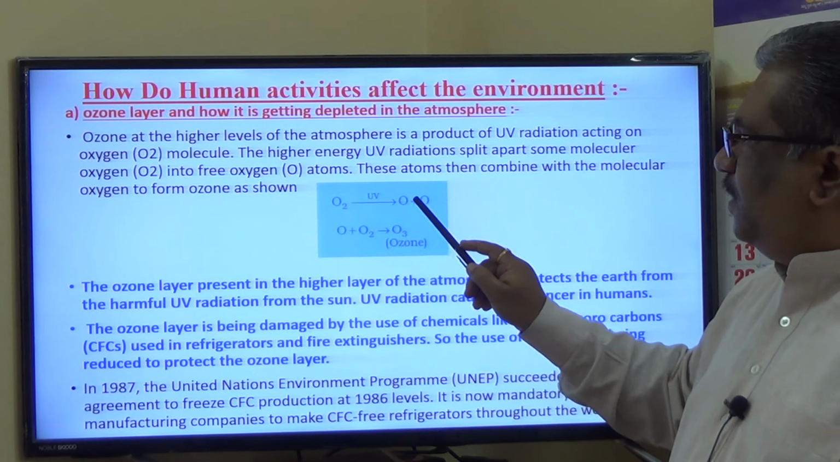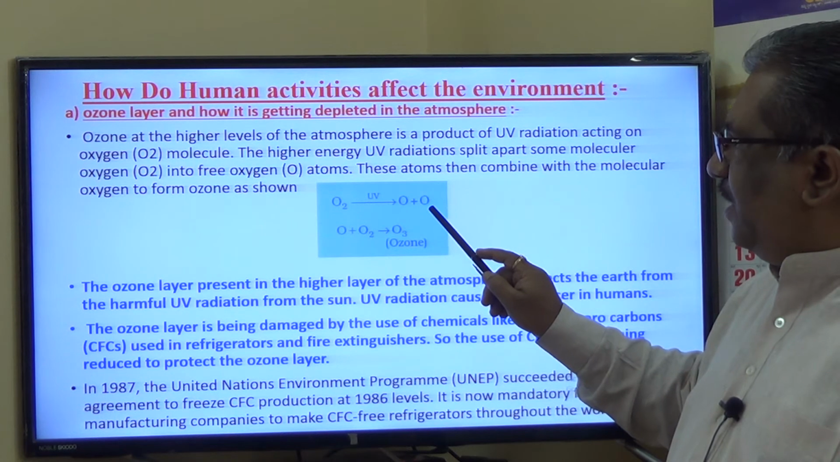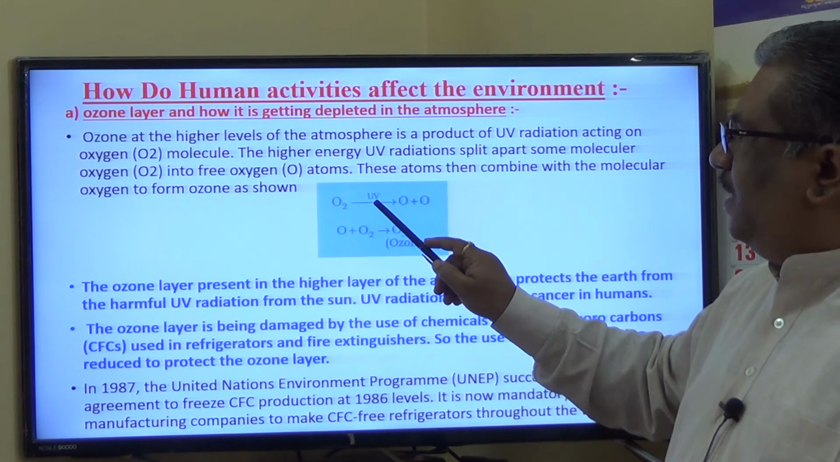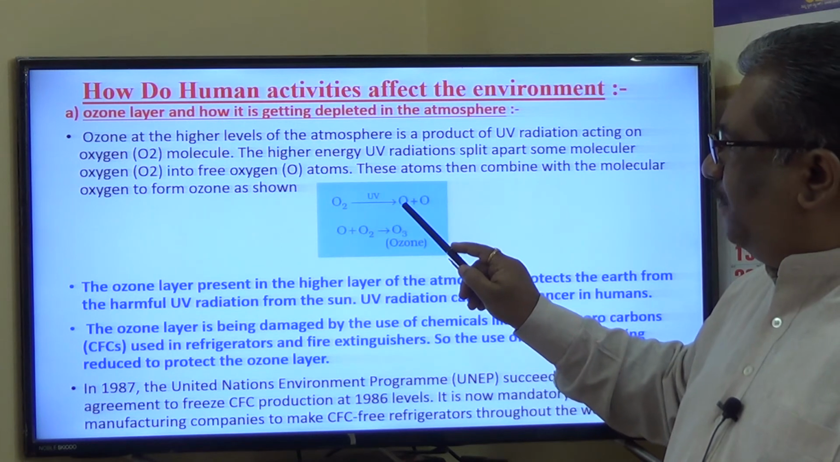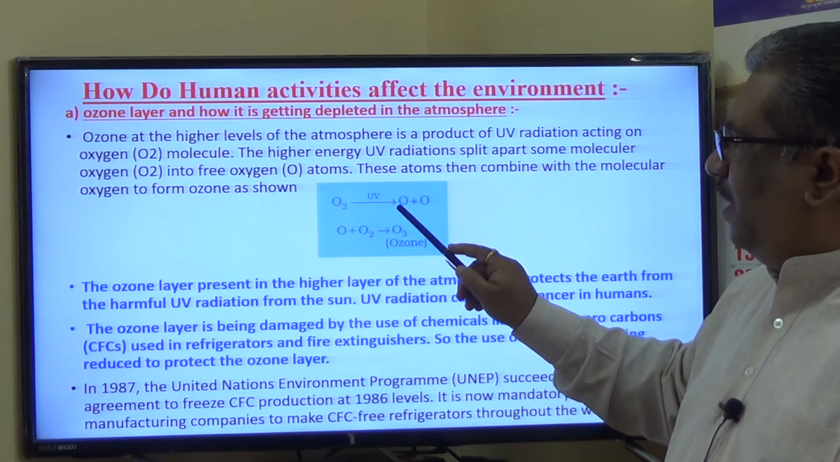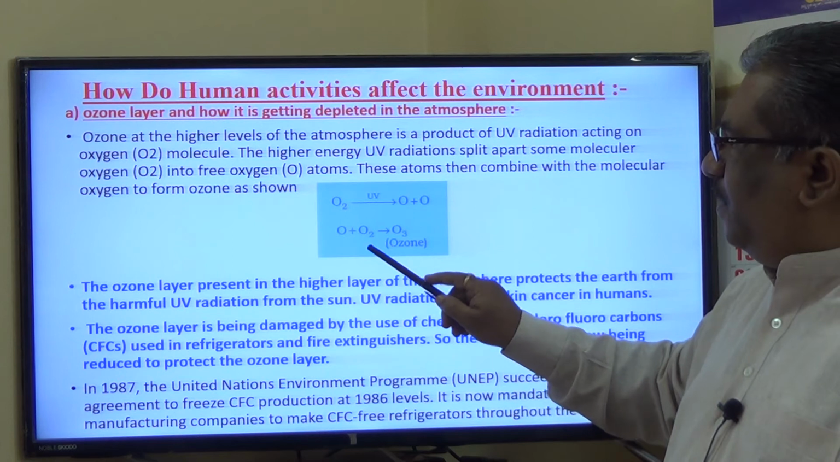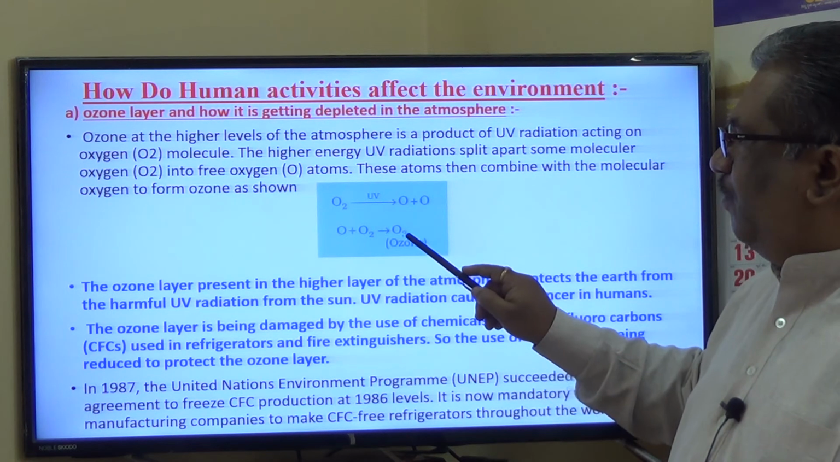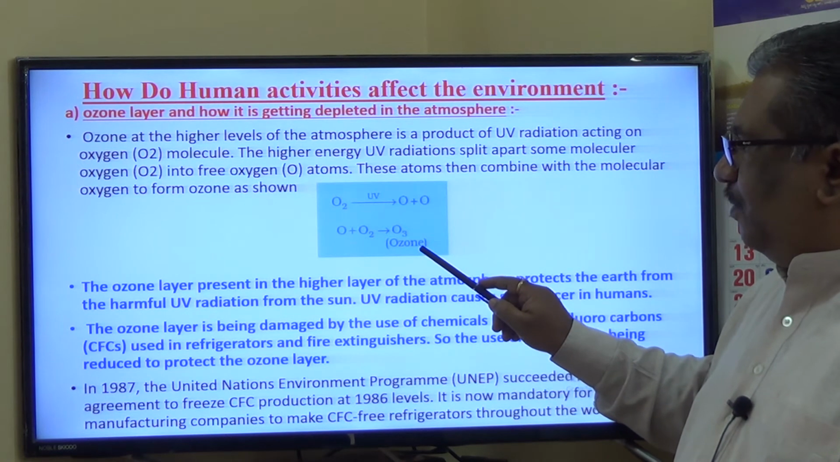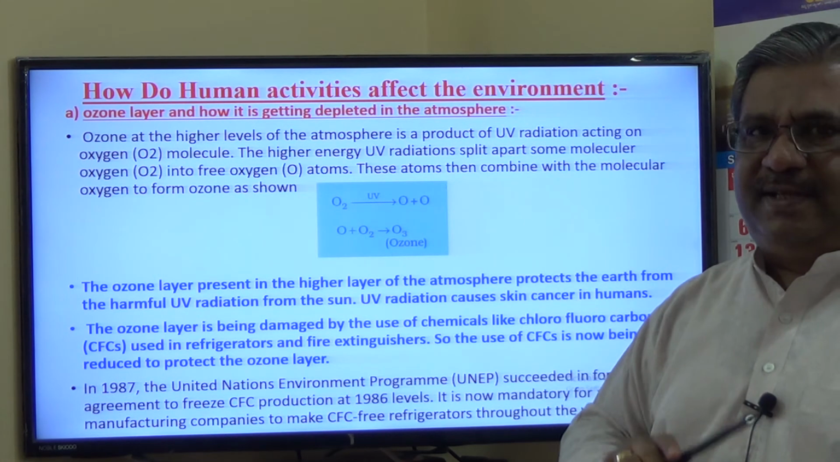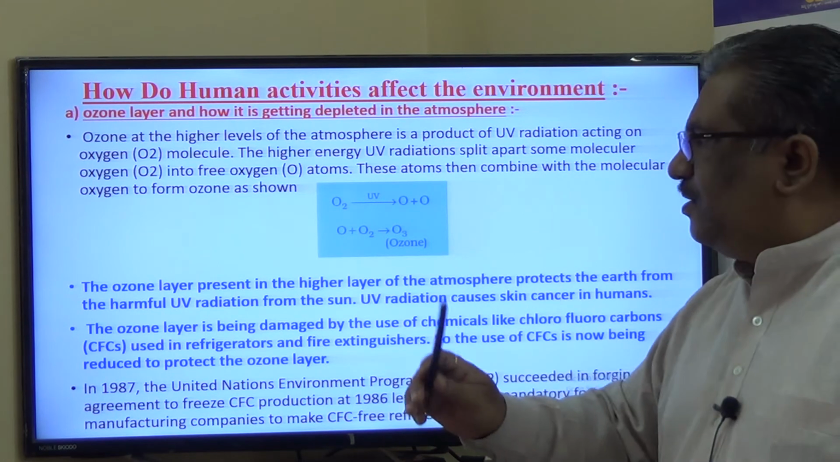O2 is split into nascent oxygen atoms by high energy ultraviolet radiations present in the sun rays. Then one of these O atoms reacts with molecular oxygen, which is O2, to form O3, ozone. O3 is the formula for ozone. It is a highly poisonous gas. But what is the function of this one?